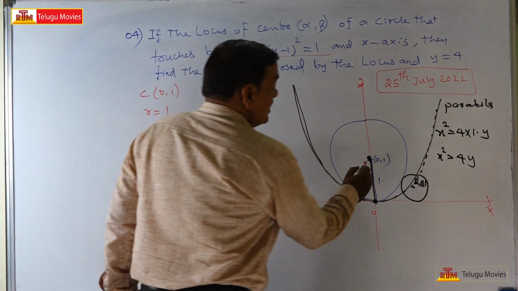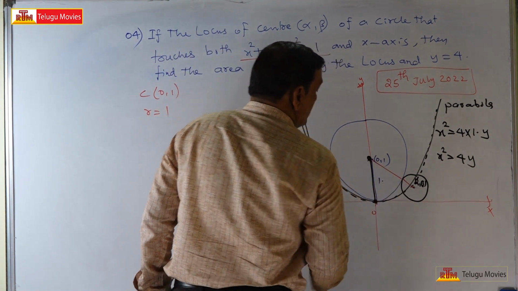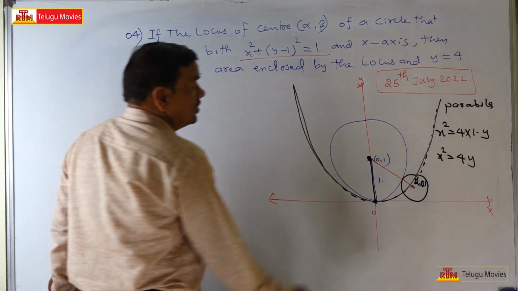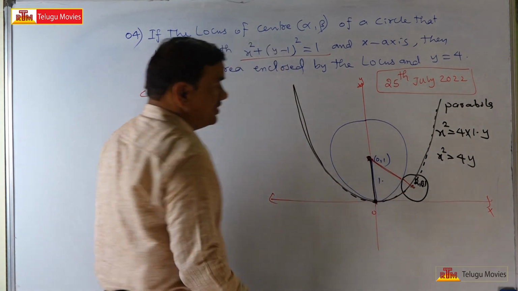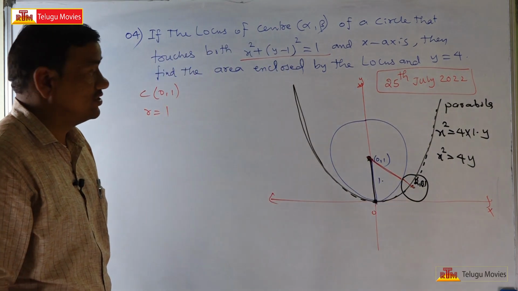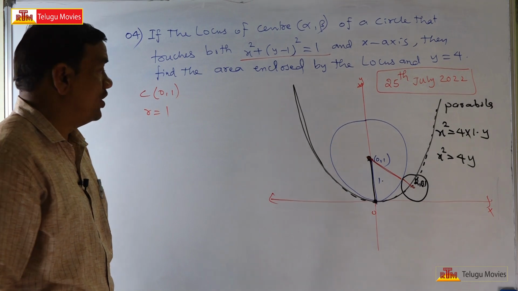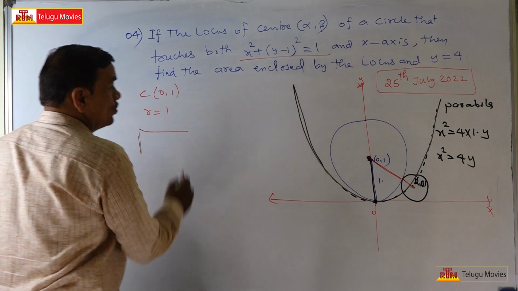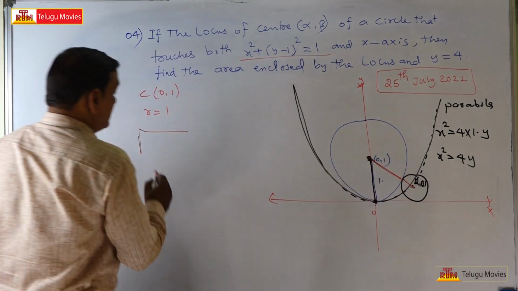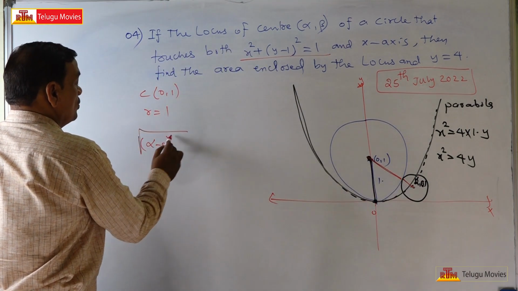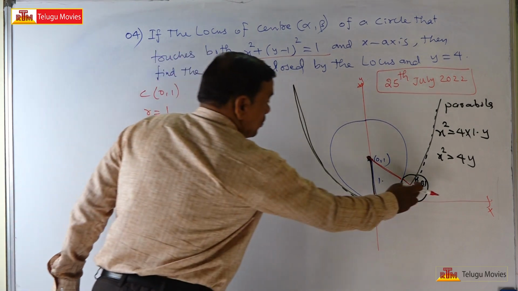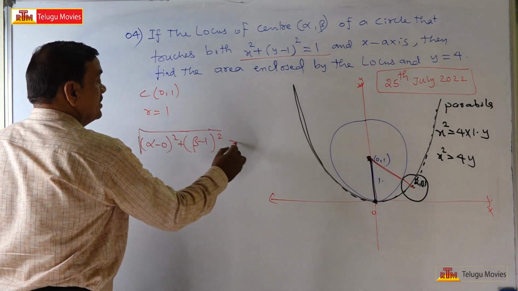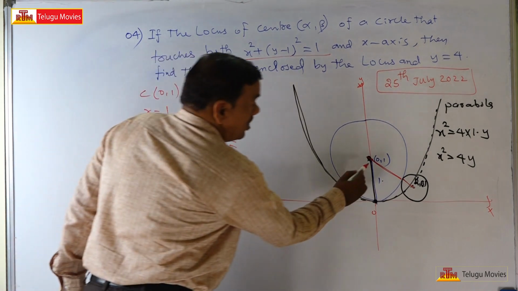See here. What is the distance between these two? I will show the proof for that x square is equal to 4y. What is the distance between these? That is equal to root of (x2 minus x1) whole square, (alpha minus 0) whole square, plus (y2 minus y1) whole square, that is (beta minus 1) whole square, is equal to the sum of the two radii.